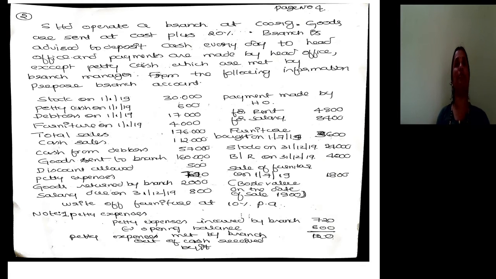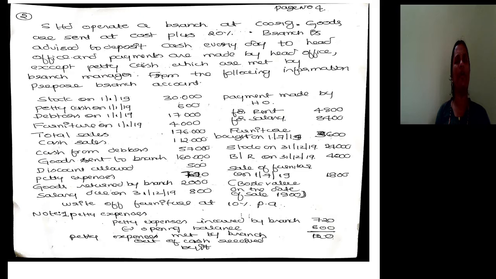Then goods returned by branch. When goods were sent, what is the journal entry? Branch account debit to goods sent to branch. The reverse is the journal entry for goods returned. So goods sent to branch account debit to branch account, 2,000. Then salary due. This is salary due on 31st December. This is the value of closing liability. Outstanding salary, outstanding expenses is a liability. So it is on 31/12, meaning closing liability.